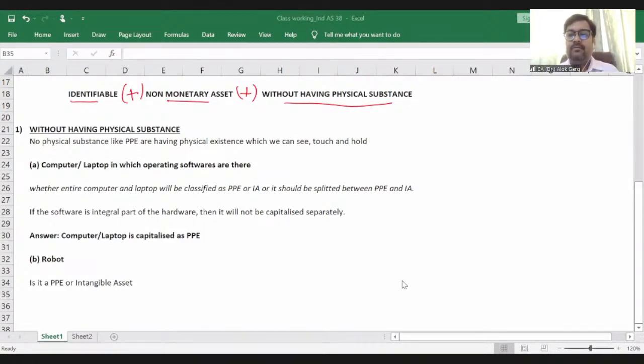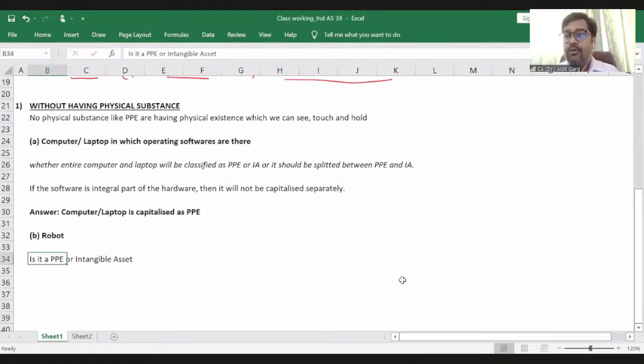Yeah, Sairam is right, PPE, because operating software is an integral part of the computer. So this entire machine has to be shown as a PPE. Guys, robot, have you seen the robot? Have you seen Alexa? A robot is something which works on instruction, right? I mean to say there is some program which is inbuilt into the robot, and the robot is working on those programs.